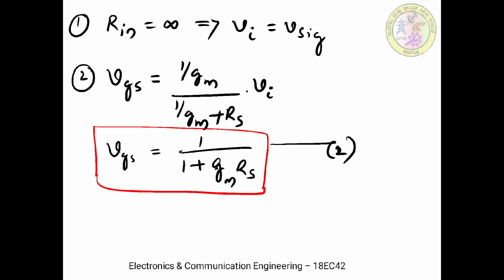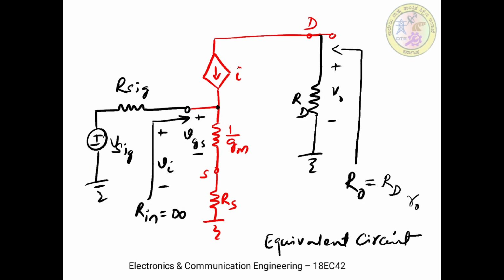Now the output voltage. So for this circuit, let us write the output voltage, that is the third one. The output voltage V0 can now be written as, referring to the equivalent circuit, it will be I into RD.